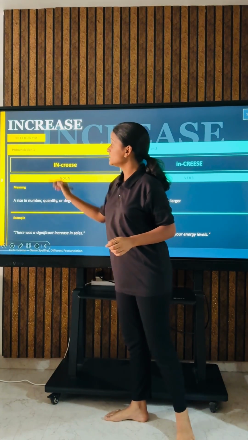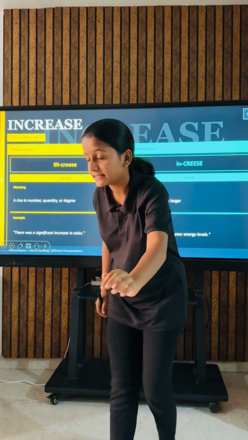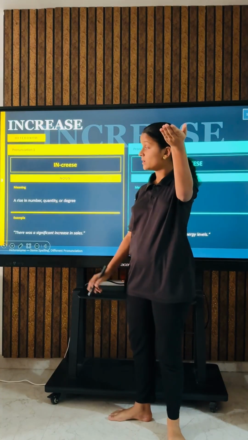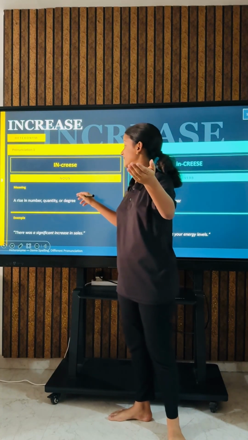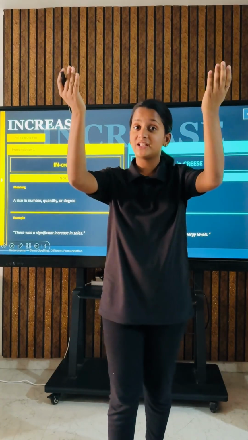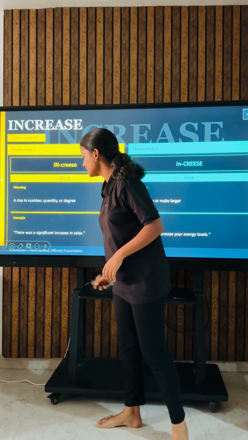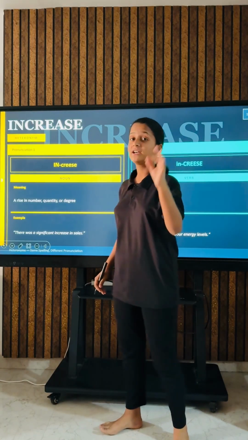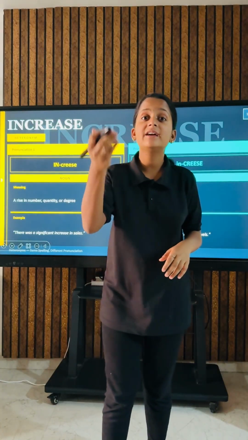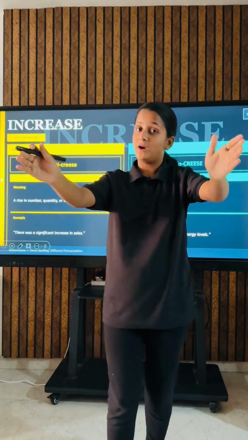Heteronym. Pronunciation 1 is increase. Now it is a noun and the meaning is a rise in number, quantity or degree. Example: there was a significant increase in sales.